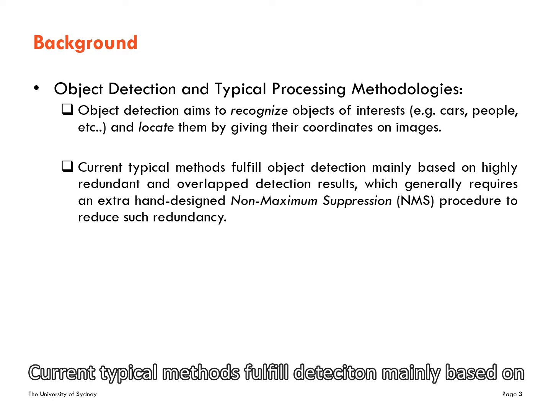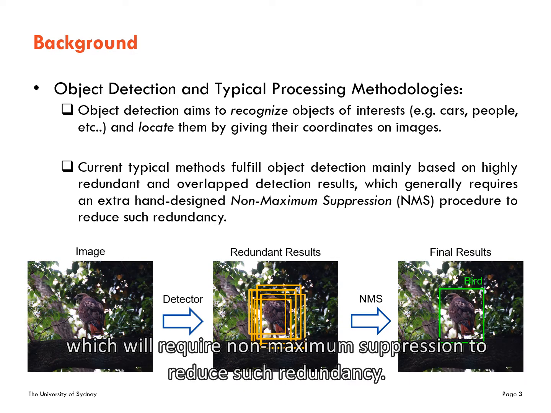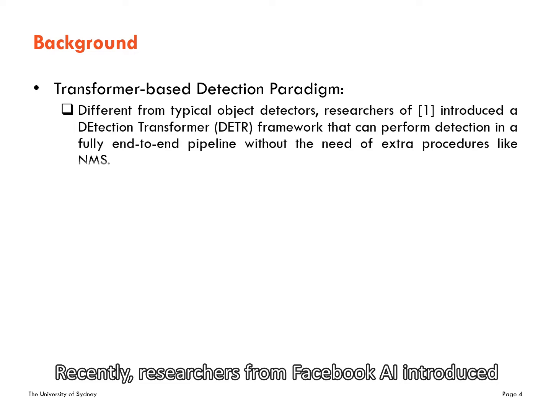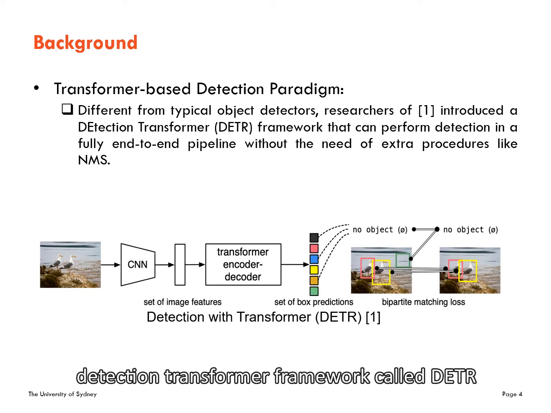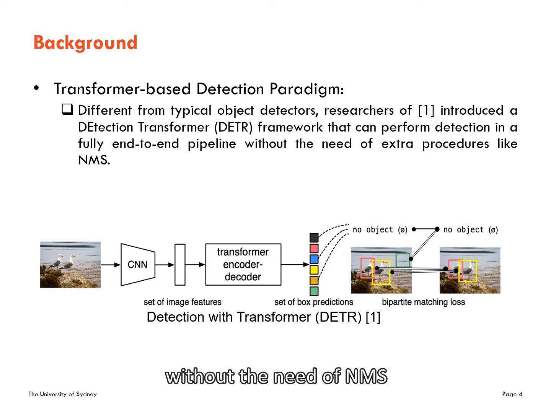Current typical methods fulfill detection mainly based on highly redundant and overlapped detection results, which require non-maximum suppression to reduce such redundancy. Recently, researchers from Facebook AI introduced the detection transformer framework called DETR that can perform detection in a fully end-to-end pipeline without the need of NMS.